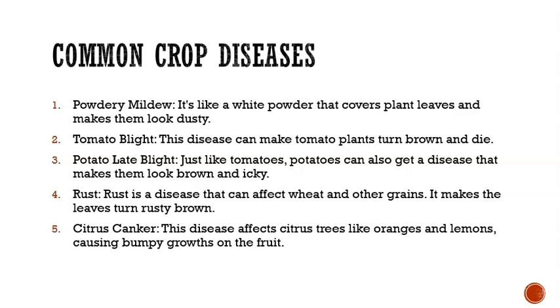Powdery mildew. It's like a white powder that covers plant leaves and makes them look dusty. Powdery mildew makes plants look dusty and white. Tomato blight. This disease can make tomato plants turn brown and die. It turns tomato plants brown and sick.